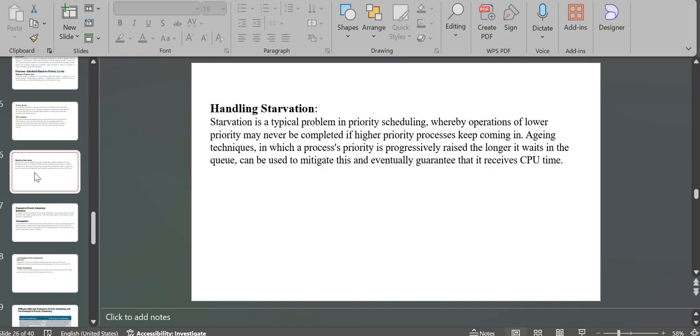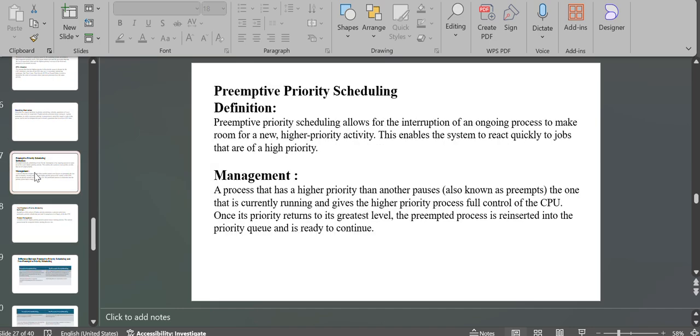Next, handling starvation. Starvation is a typical problem in priority scheduling whereby processes of lower priority may never be completed if higher priority processes keep coming in. Aging is a technique in which process priorities progressively rise the longer it waits in the queue, and this eventually guarantees that it receives CPU time.